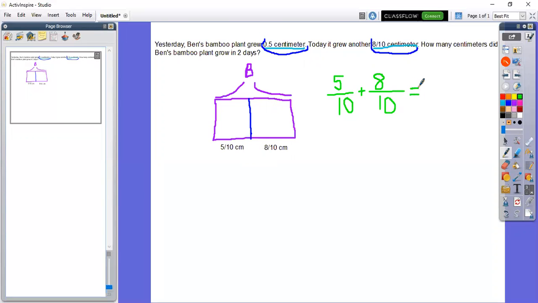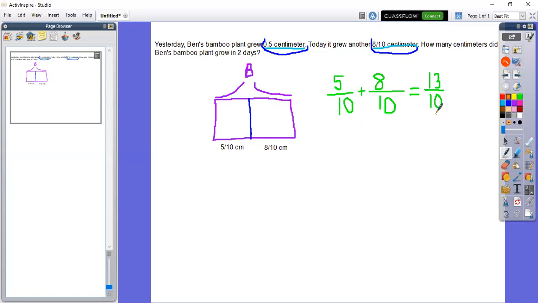So now what's 5 plus 8? 5 plus 8 is 13. So now we have 13 over 10. Are we just going to leave our answer like that, 13 over 10? No, we're going to change it into a mixed number. So think back to mixed numbers. And what would my mixed number be for 13/10?